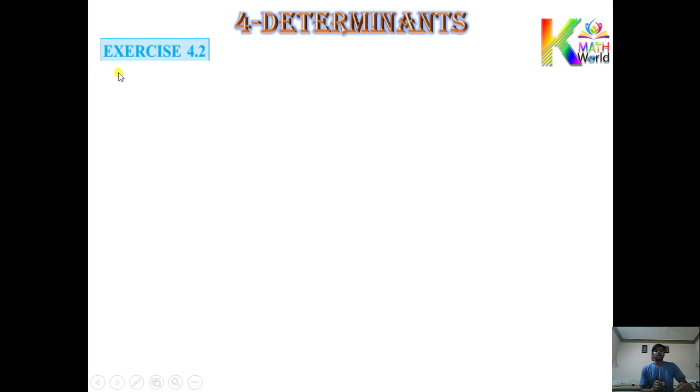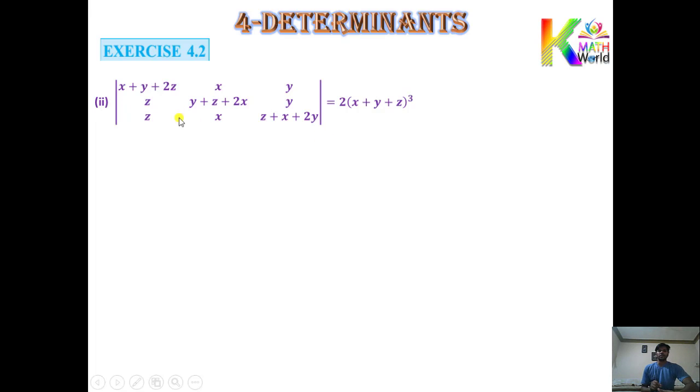Today we see a few questions of exercise 4.2. I think this is question number 12 or 11, sub question 2. Okay, this is the question. See the right hand side, what you need to put: 2 times (x plus y plus z). Okay, so this is our left hand side.